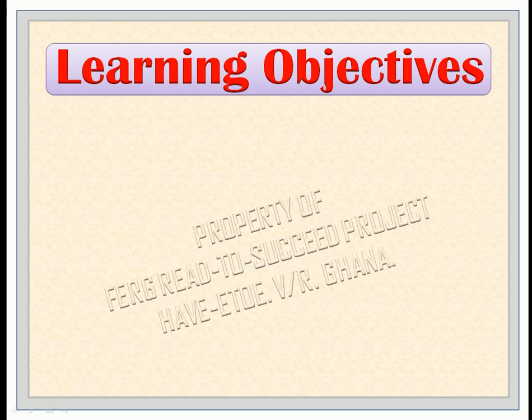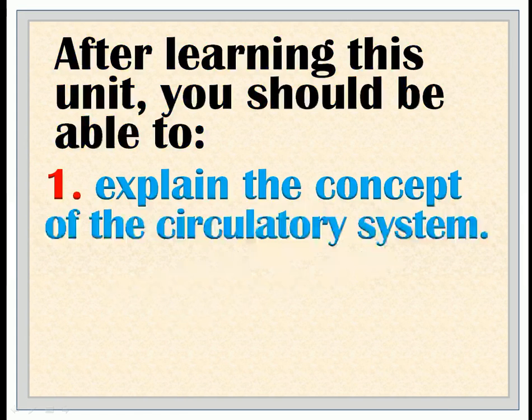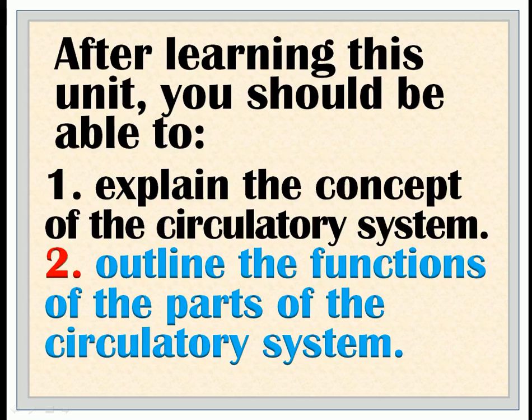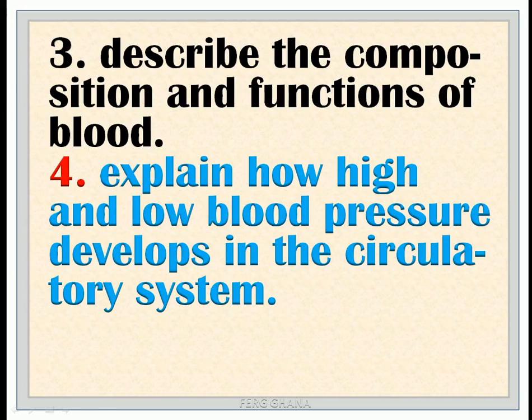Learning objectives. After learning this unit, you should be able to: 1. Explain the concept of the circulatory system. 2. Outline the functions of the parts of the circulatory system. 3. Describe the composition and functions of blood. 4. Explain how high and low blood pressure develops in the circulatory system.